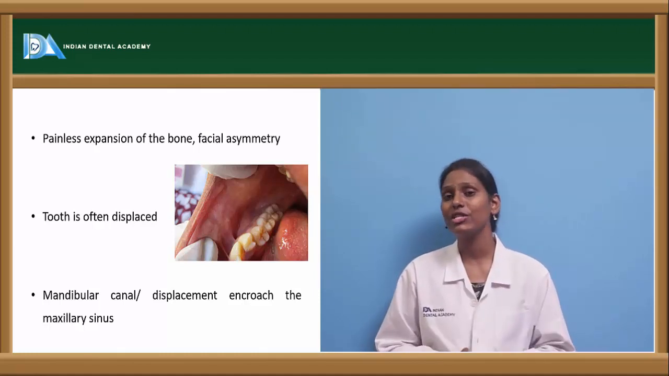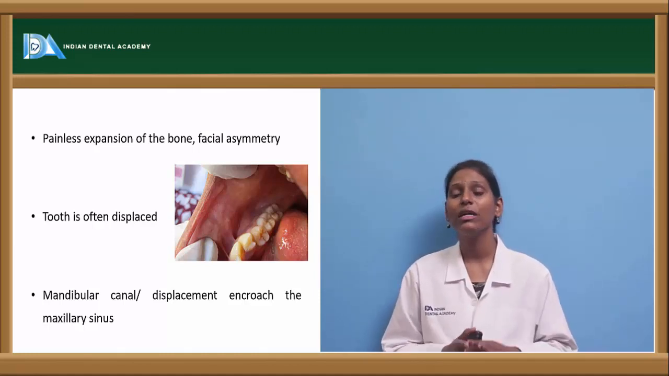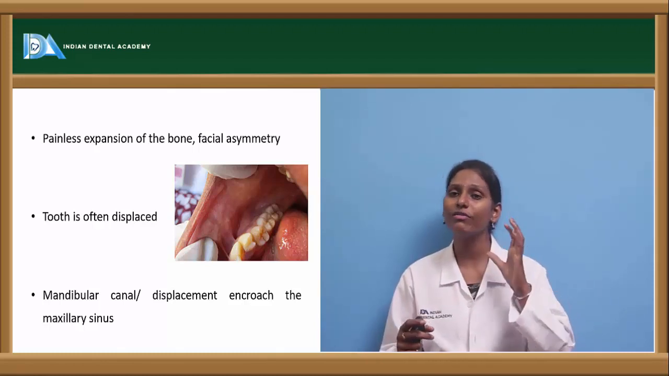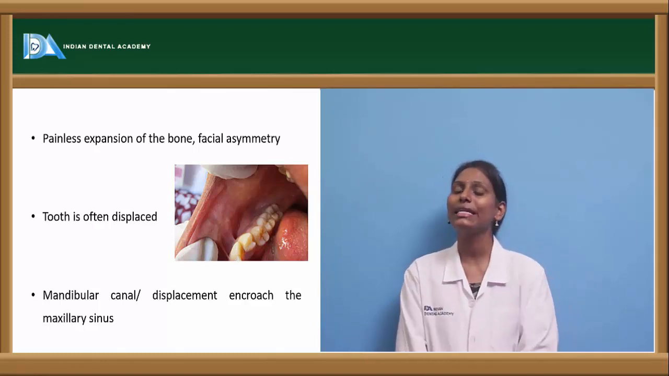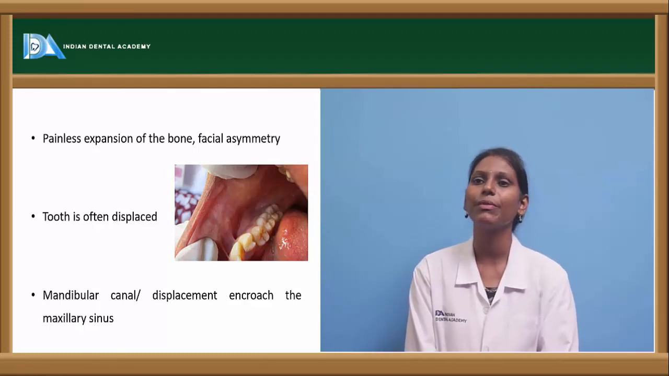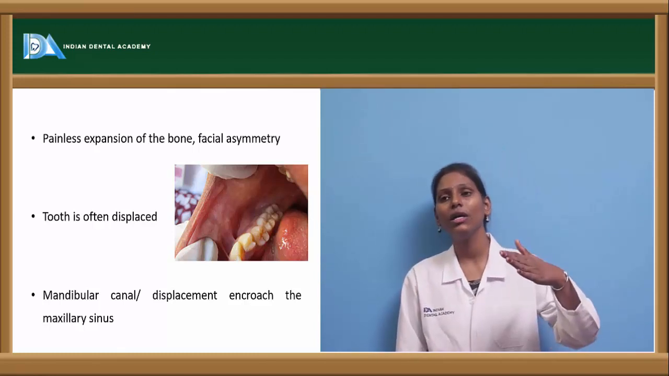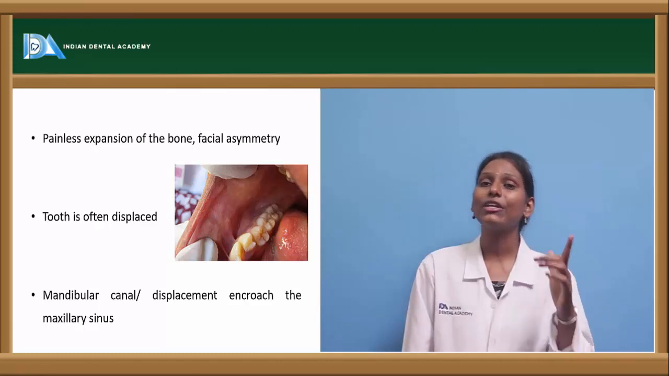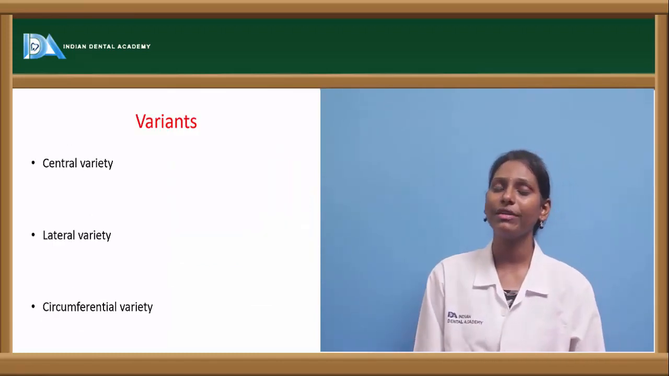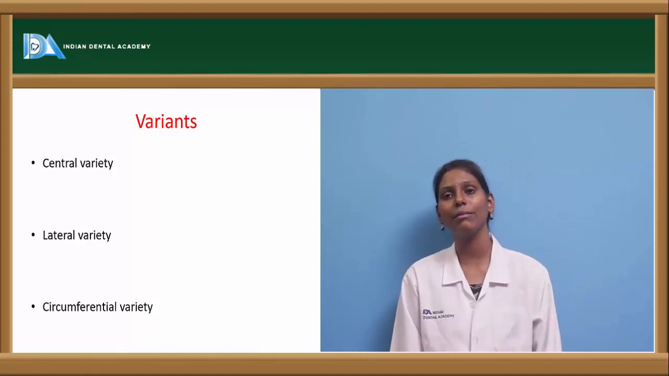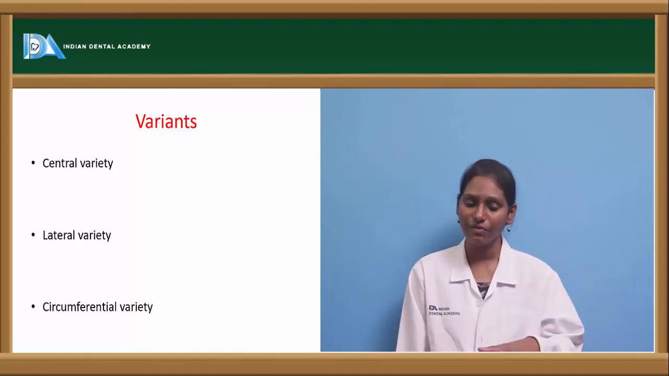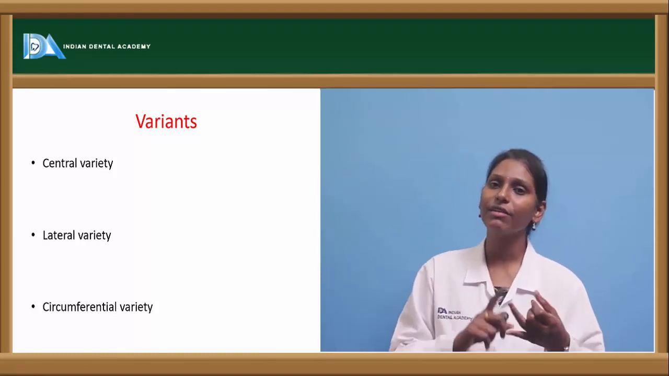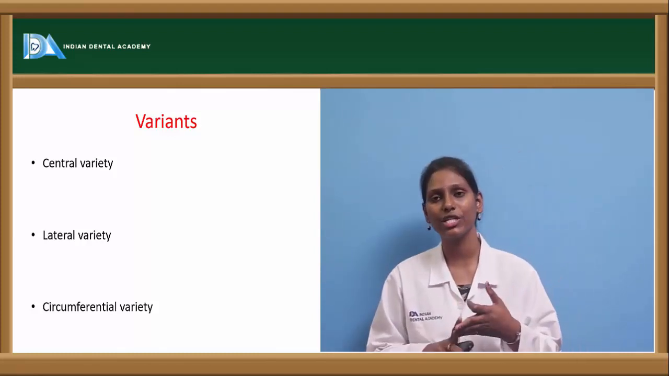They are very expansive and aggressive, and can lead to massive destruction of the bone and very huge swellings. Teeth here are often displaced, sometimes the mandibular canal can be displaced, and it can also lead to encroachment into the maxillary sinus if it is affecting any of the teeth in the maxilla. And we have various variants of these dentigerous cysts: the central variant, the lateral variant, and the circumferential variant.